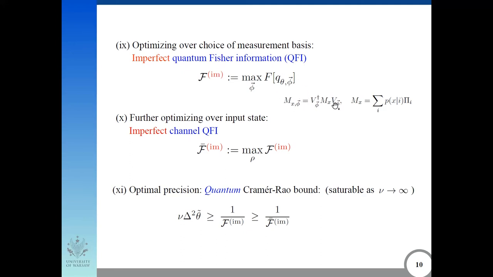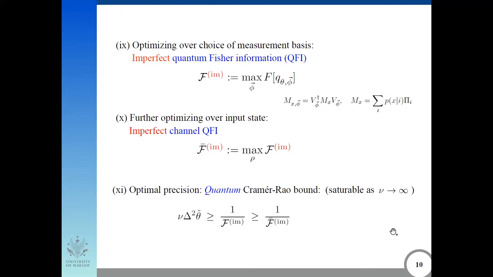And similarly, if we further optimize over the input states, then we have the so-called channel QFI, or I should say imperfect channel QFI, which is the Fisher information optimized over both the measurement basis with the constraints of measurement imperfections, as well as the input states. So ultimately, the optimal mean square error that we will have is lower bounded by the imperfect channel QFI here. And the point is that if ν is large enough, if you sample the distribution enough, then this will basically be an equality.